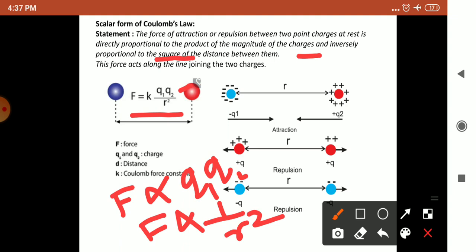When there is interaction between positive and negative, it will give force of attraction. And when there are same charges, that is positive-positive or negative-negative, that interaction will be repulsive, that is there will be force of repulsion. So this is the statement of Coulomb's law, and this force acts along the line joining the two charges. So this force will be along the line which joins those two charges.